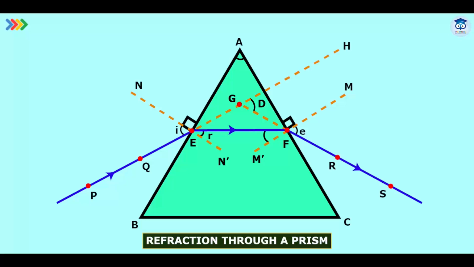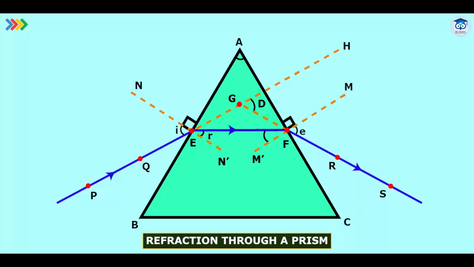Let's understand how light behaves when it passes through a prism by determining the angles formed during its journey. To start, draw perpendiculars to the surfaces AB and AC at points E and F. These perpendiculars, called normals, help us measure the angles formed by the light rays. The first angle, known as the angle of incidence, that is angle QEN, is formed between the incident ray PQ and the normal NN' at point E, where the light enters the prism.